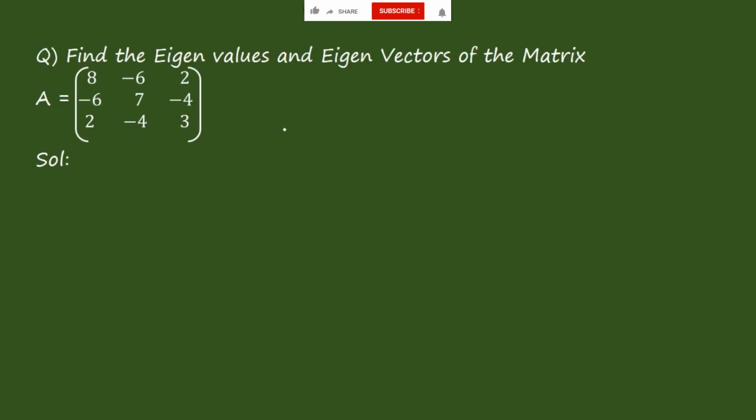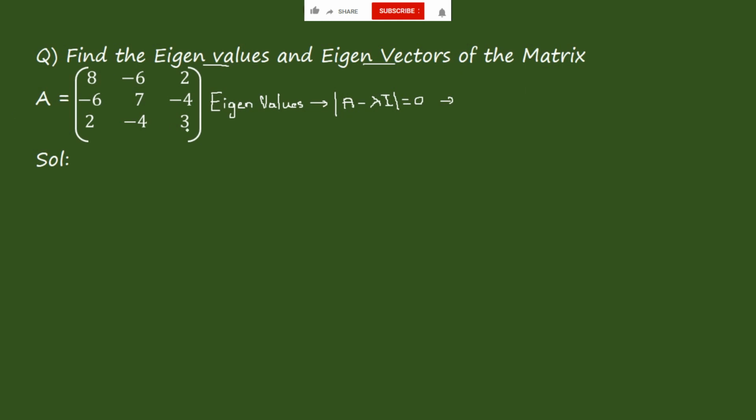Now coming to the question. Find the eigenvalues and eigenvectors of a matrix A. First we define the eigenvalues, then we define the eigenvectors. So we go with the eigenvalues first, and from that we find the eigenvectors. For the eigenvalues, you have to find the determinant of A minus lambda I, which should be equal to 0.